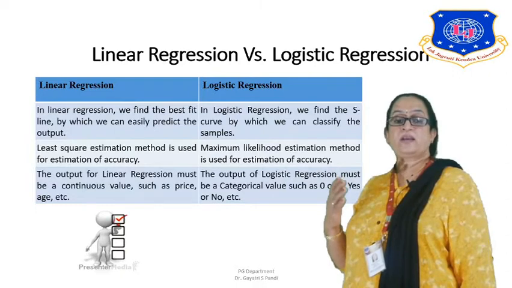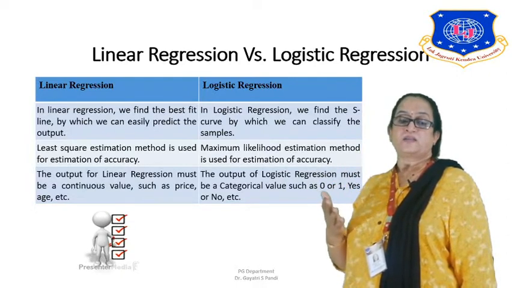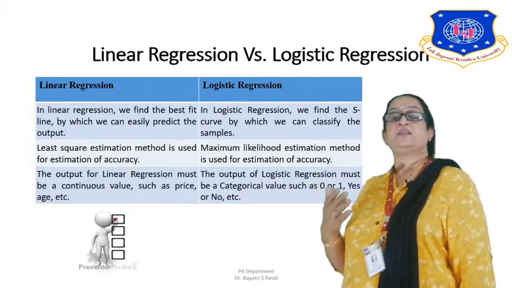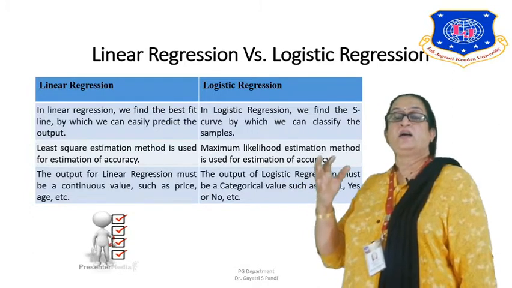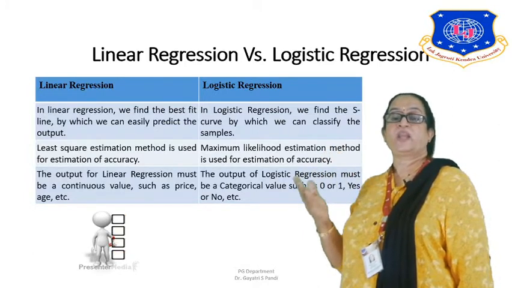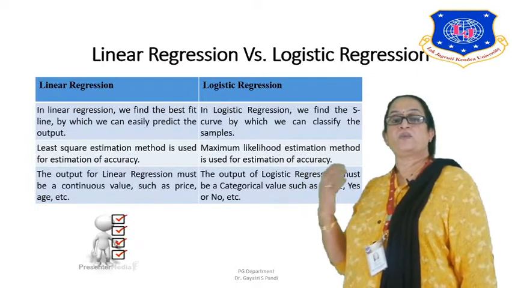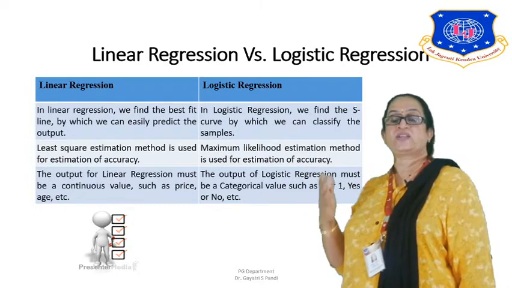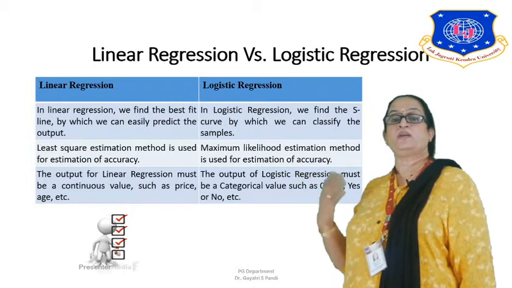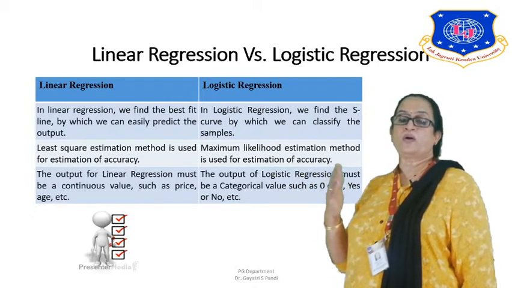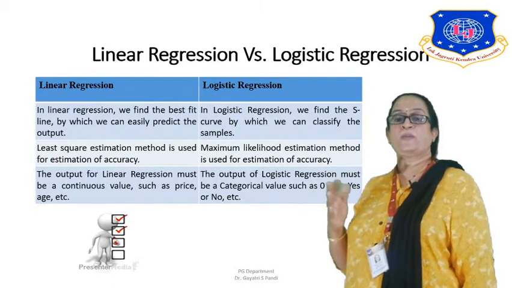Then the least square estimation method is used, which we saw in the linear regression class, right? It is basically used to estimate the accuracy. Whereas maximum likelihood estimation is used in classifiers to estimate the accuracy. Now the output of linear regression is a continuous value, like price, age, etc. Whereas the output of a logistic regression must be a categorical value, such as a 0 or a 1, yes or no, or something similar to binary dichotomous values.